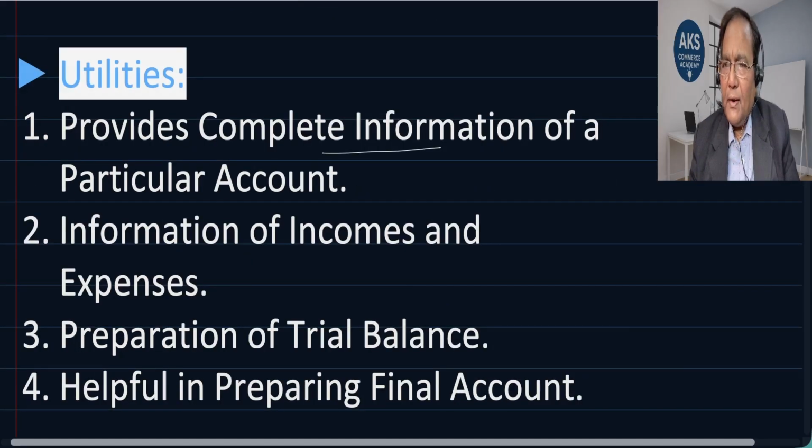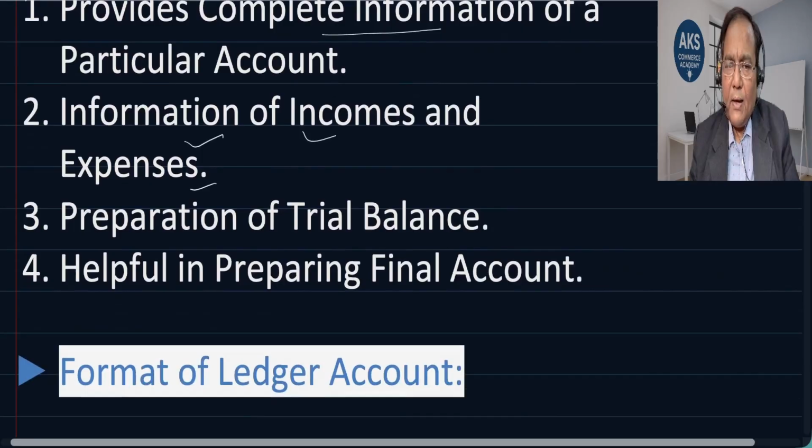Information of income and expenses: all the income that we have had and the corresponding expenses, we can very well find out. Then it helps in the preparation of the trial balance, and in preparing the final accounts. So this is what we have seen as well.